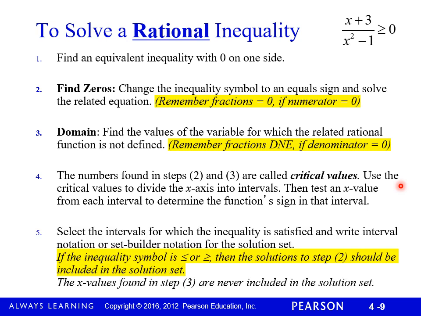Once we've done that, we're going to select the intervals for which the inequality is satisfied. Is it positive? Is it negative? We're going to plug in test values to figure that out. Just like before, if the inequality symbol is less than or equal to or greater than or equal to, then we have to include the 0 values using a square bracket or using the greater than or equal to or less than or equal to language in our set notation. Do note that the x values not in the domain, where the function does not exist, will never be included because those are what make the whole function undefined.